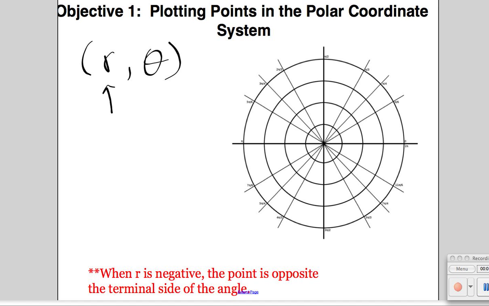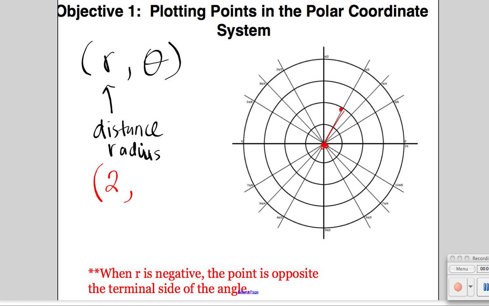So here's what r is. R is a directed distance. We use r because we think of it as a radius. It's a distance from a polar center, and our polar center is the origin like we know it. So it's this point in the center here. So r is the distance from this center. For instance, this point right here has a distance of 2 units. It's a distance of 2 from the center. So the polar coordinate of this is 2.